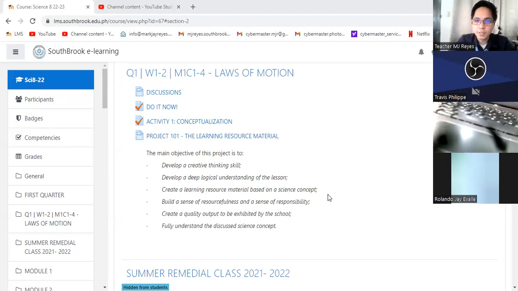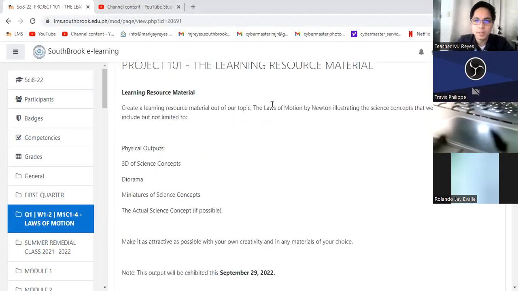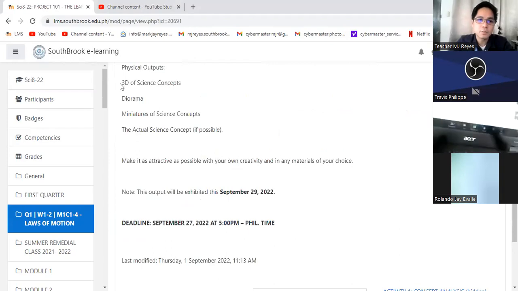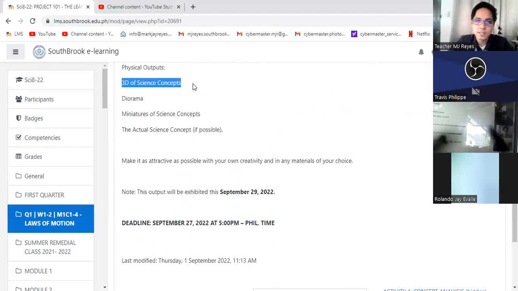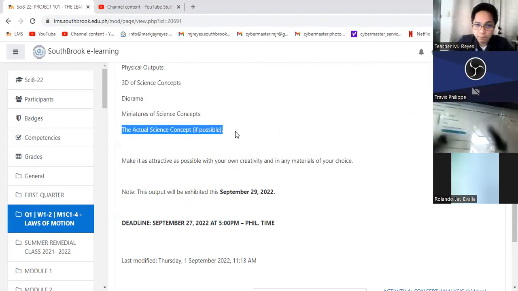Number five, create a quality output to be exhibited by the school because this 29th we will have an exhibit. Number six, fully understand the discussed science concept. Let me check on the instructions. The instruction I had given there is to create a learning resource material out of our topic, the laws of motion by Newton, illustrating the science concepts that we had discussed. This includes, but is not limited to, a 3D model of the science concept, a diorama, miniatures of the science concepts, or the actual science concept, if possible.